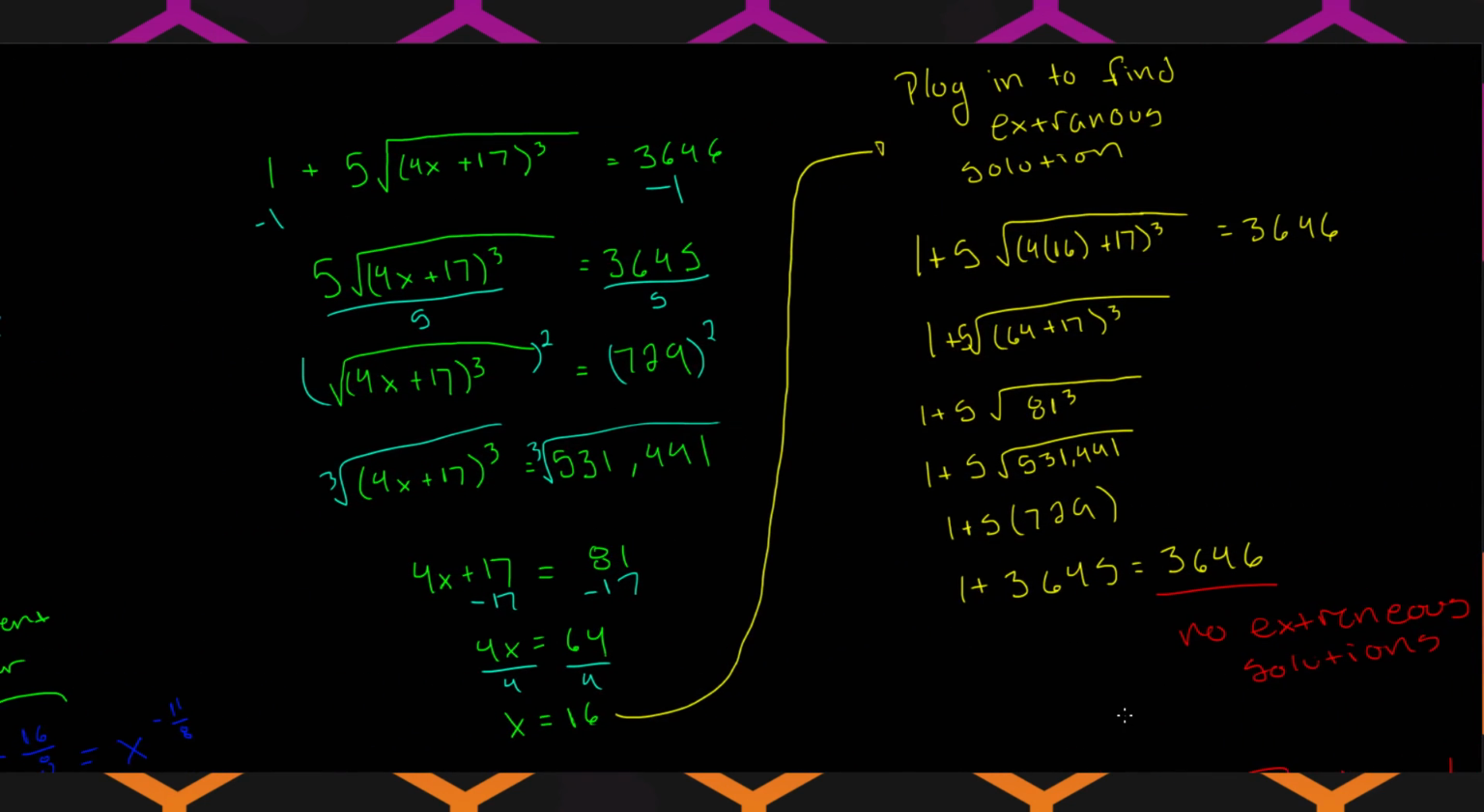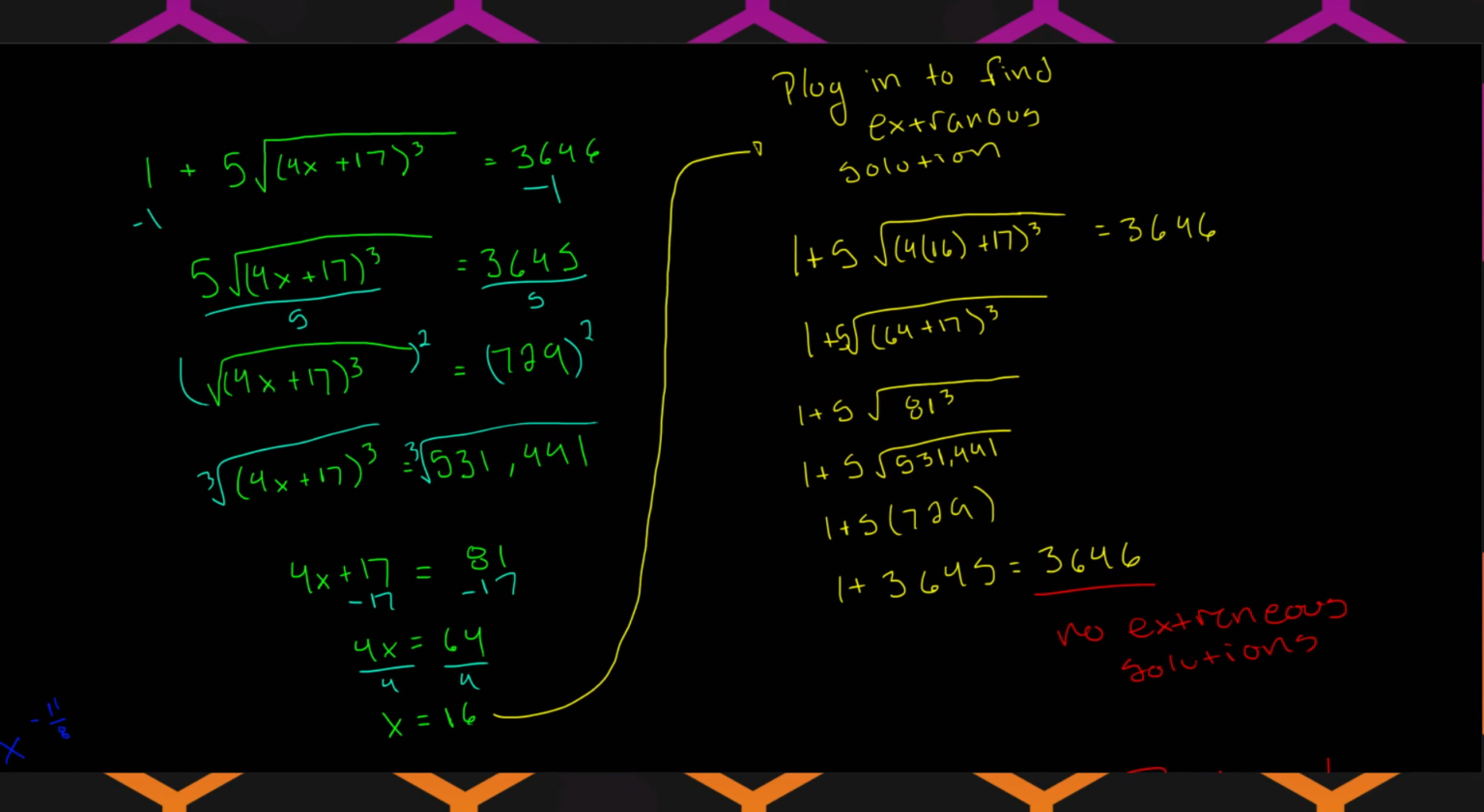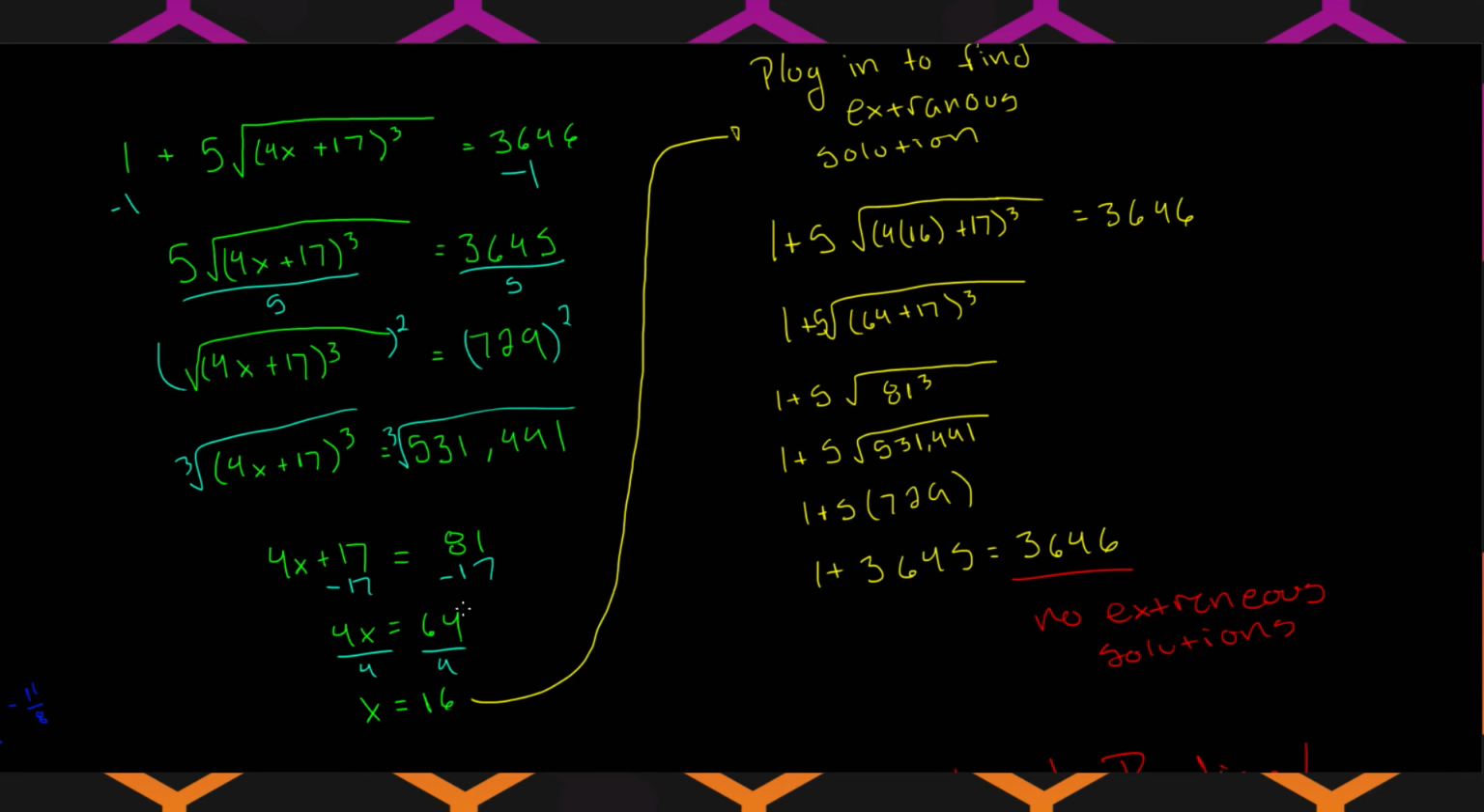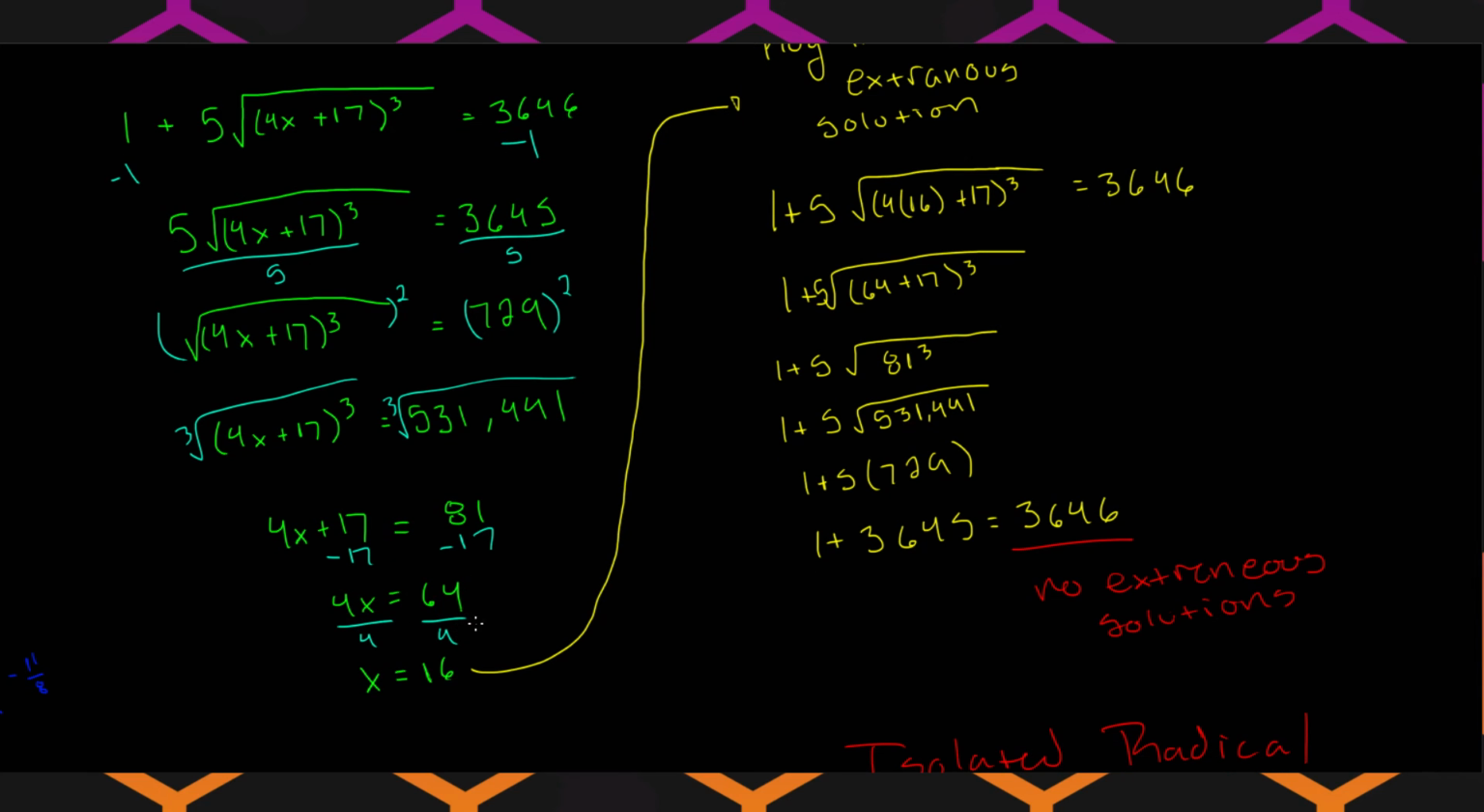The next question was radical and rational equations. So what we did was we simply solved for x by subtracting 1 from both sides, then dividing by 5, then raising everything to the power of 2 to get rid of the square root. We took the cube root of everything to get rid of the power of 3. We then subtracted 17 and divided by 4, so x equals 16.